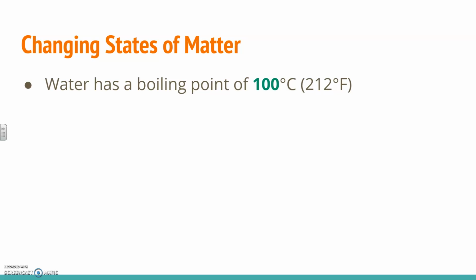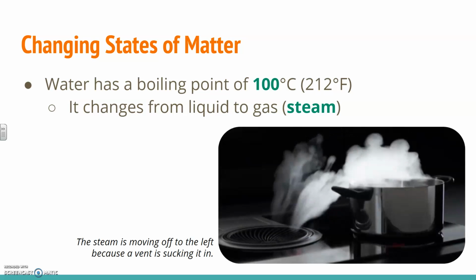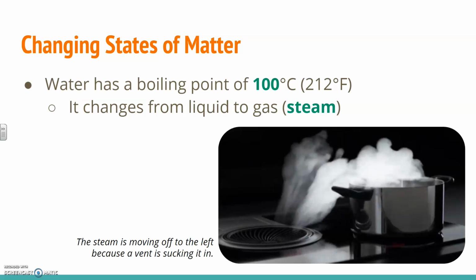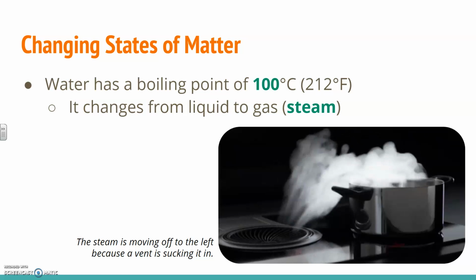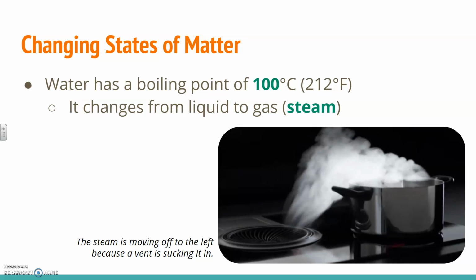So water's boiling point is 100 degrees Celsius, or here in America, 212 degrees Fahrenheit. It's much easier to just talk about Celsius because it's easy and it's 100. So at that temperature, it will change from a liquid to a gas. It'll actually change into that steam. So what you're seeing here is water is boiling, it's turning into that steam, and then the vent down here is sucking it away so you can actually see it super easily. Okay, so all of this is superheated water that is escaping.